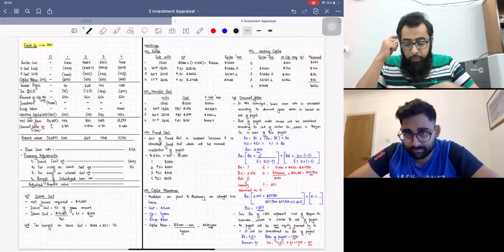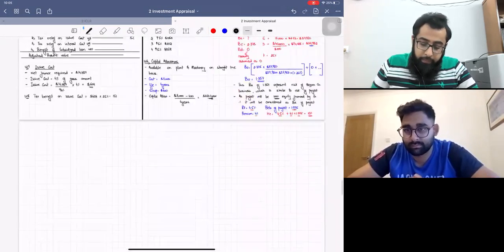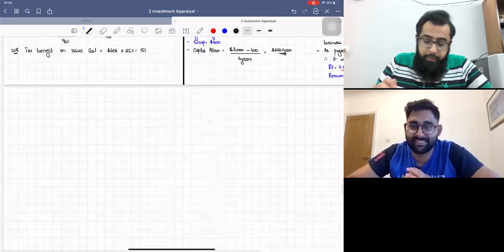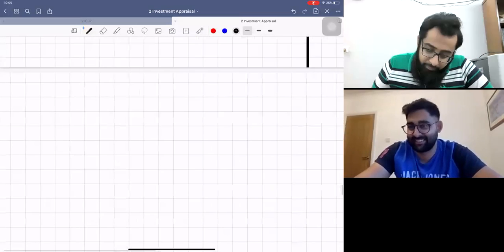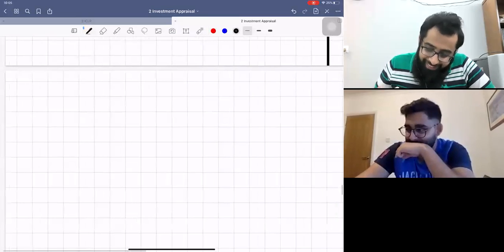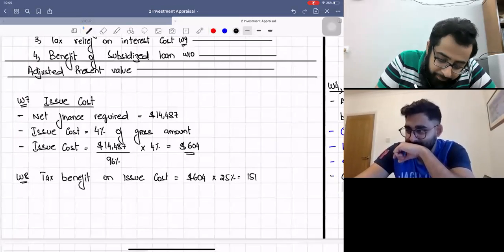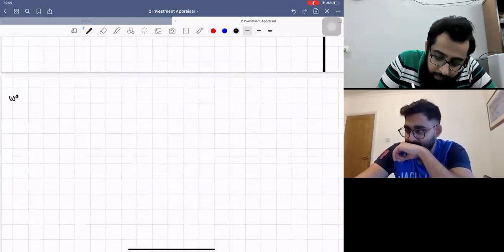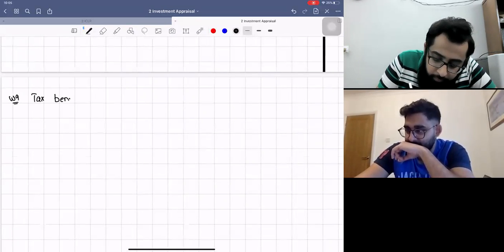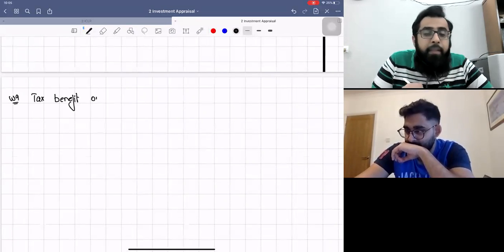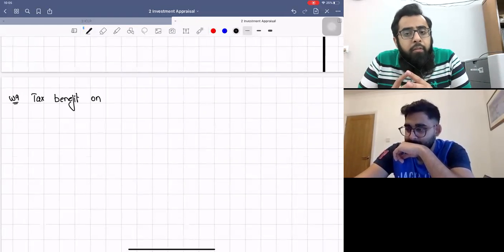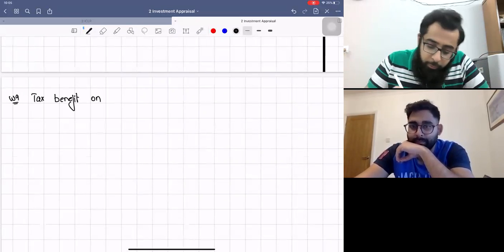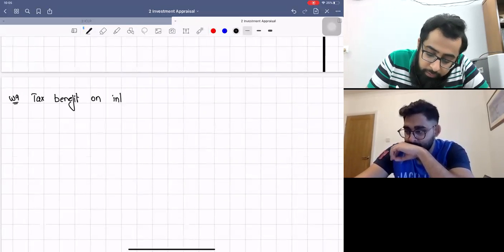Now here you need to learn something. Working 9: tax benefit on interest cost. Basically, this is the first question which we are doing. Once we do 3-4 questions on this, it will be your hands-on approach. You'll be able to do it. Tax benefit on interest cost.